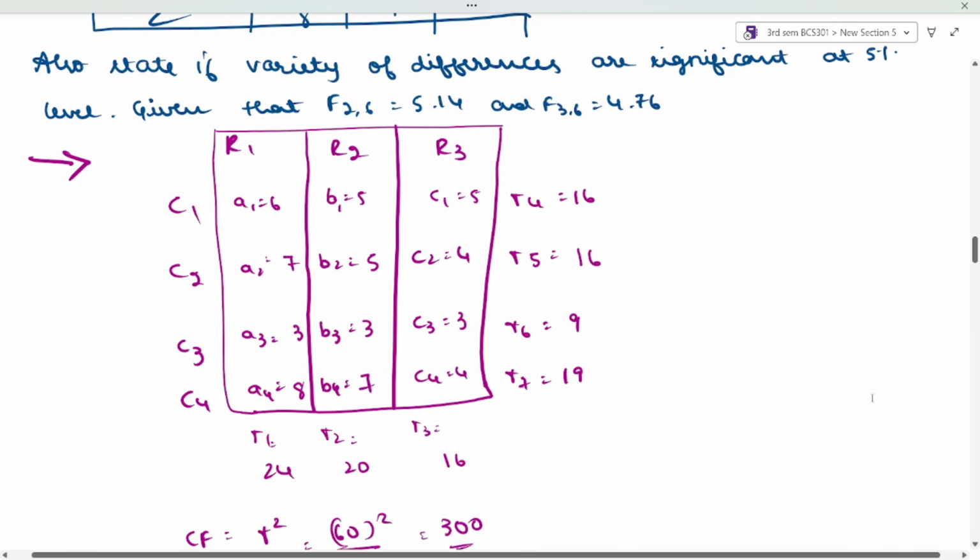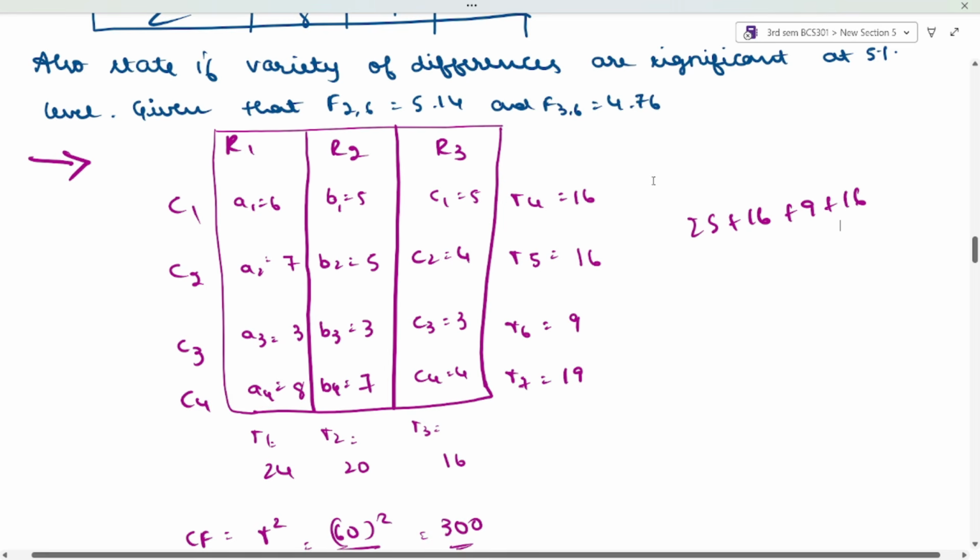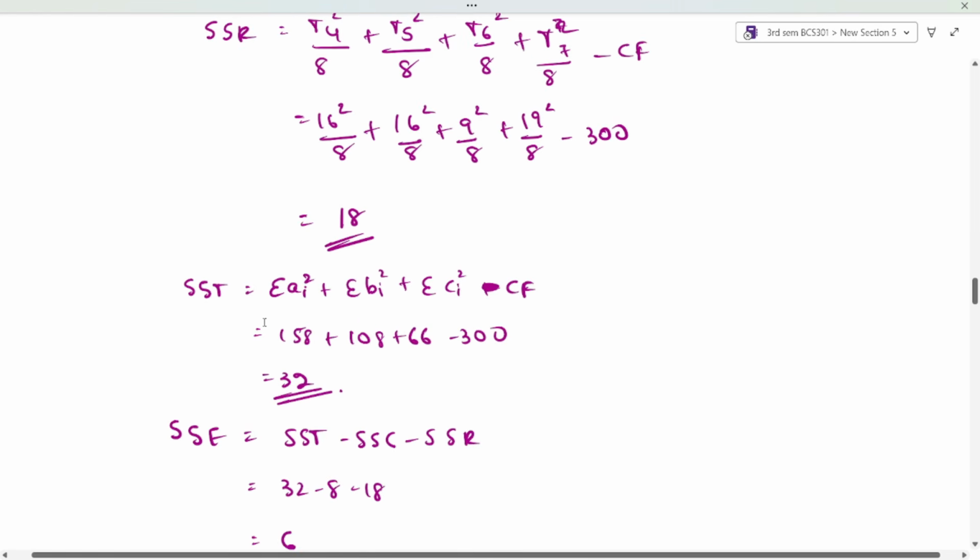C, that is 25, 16, 9 and 16. 16, 16 will be what? 32. 32 plus 9 plus 25 will give you 66. I hope you got this how to do. You can see for detailed explanation my full video.